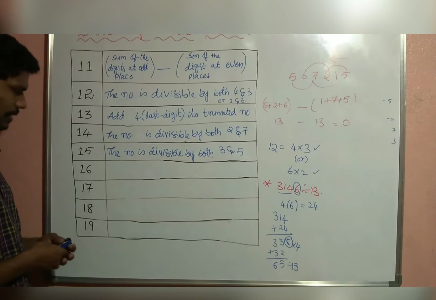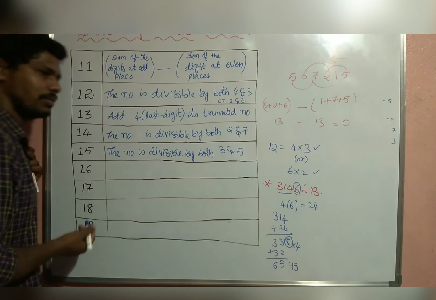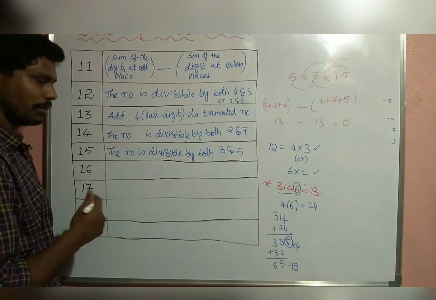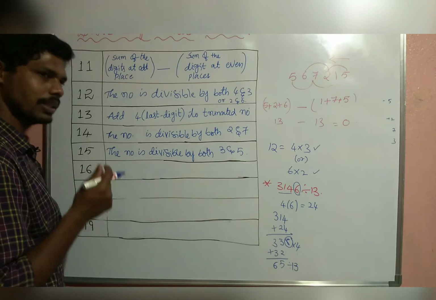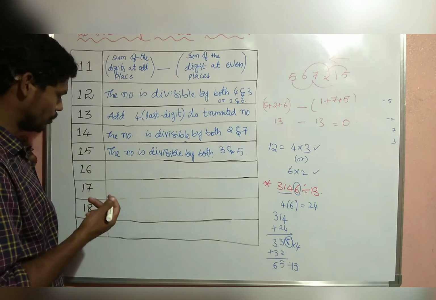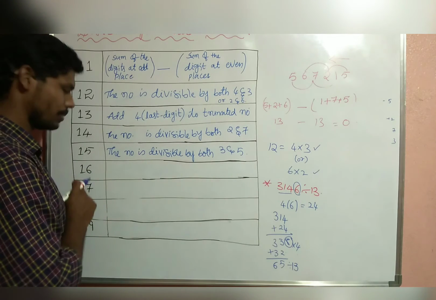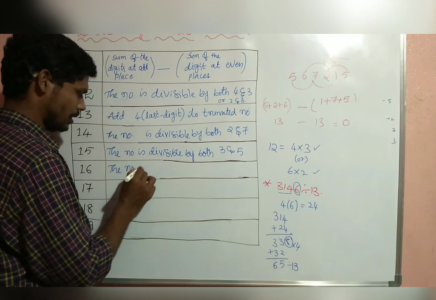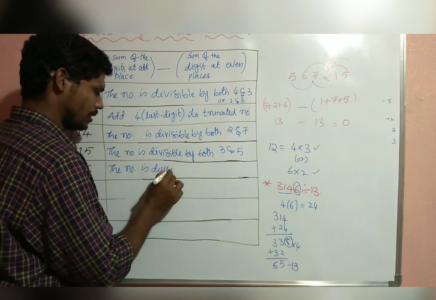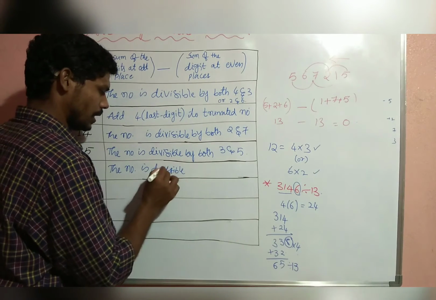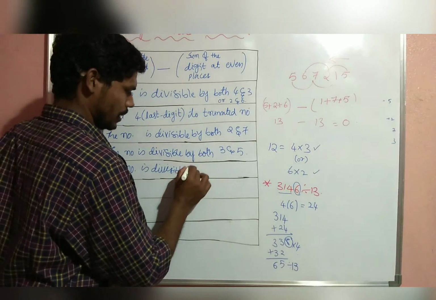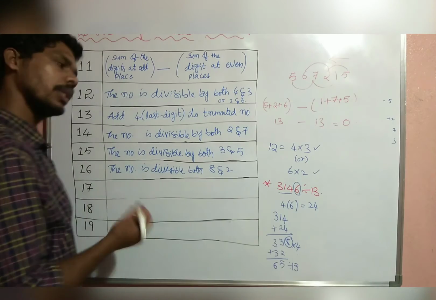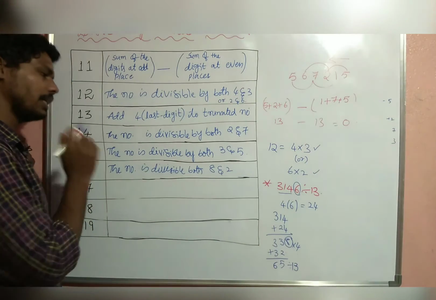Divisibility rule of 16, that is the factors of 16. We can write 8 2s are 16 or else 4 4s are 16. If the given number is divisible by 4 or else 8, or 2 and 8, then it is also divisible by 16. If the number is divisible by both 8 and 2, then the given number is also divisible by 16.